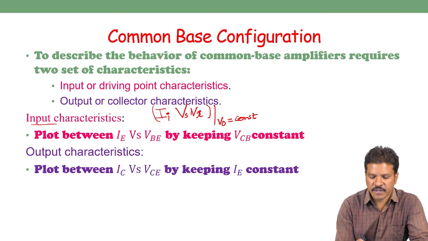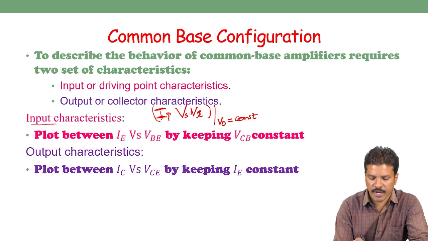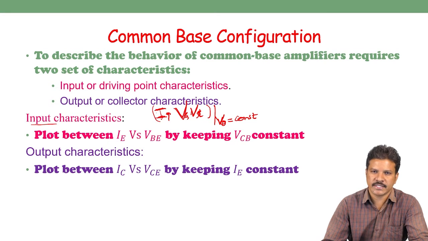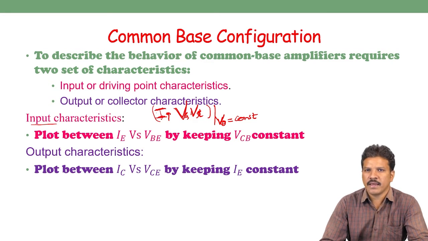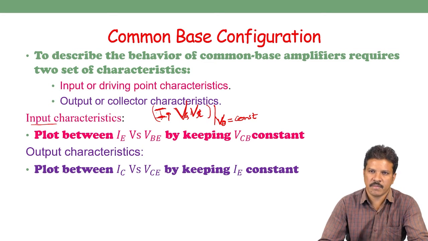This is the general definition for input characteristics. It is a graph, or a plot, between input current versus input voltage by keeping output voltage constant. That is called input characteristics. Then we can apply this general definition to all configurations: common base, common emitter, common collector.